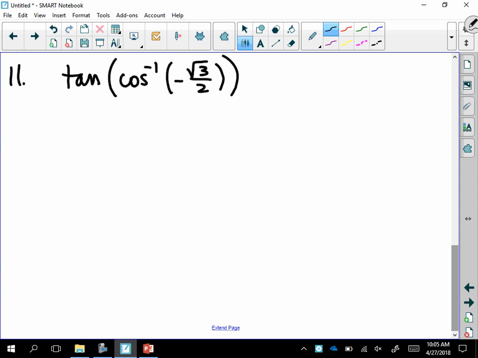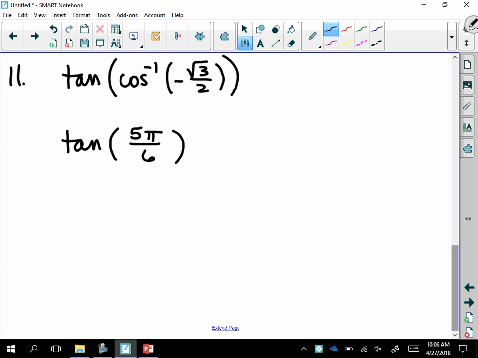For this one, can we evaluate inverse cosine of negative square root of 3 over 2? Is that one of our special values? Okay. So at what angle on the unit circle is the cosine value negative square root of 3 over 2? Pi over 6, but we have to be in the second quadrant, which would be 5 pi over 6, and the second quadrant is defined for inverse cosine.